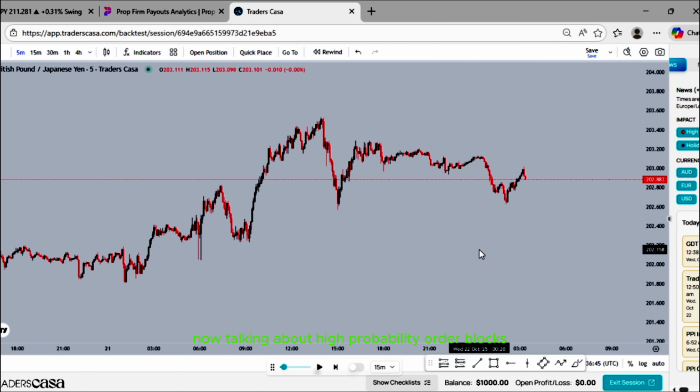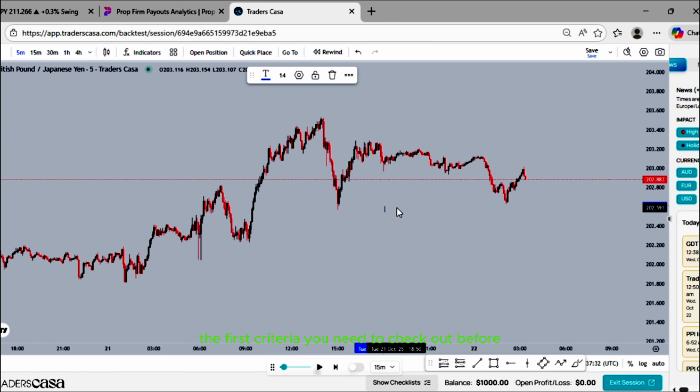Now, talking about high probability order blocks, they have criteria you need to see before you consider if that order block is going to be a high probability one, or if the order block is going to be one for you to say no to. Now, let me write down those criteria. So you need to document this into your journal.